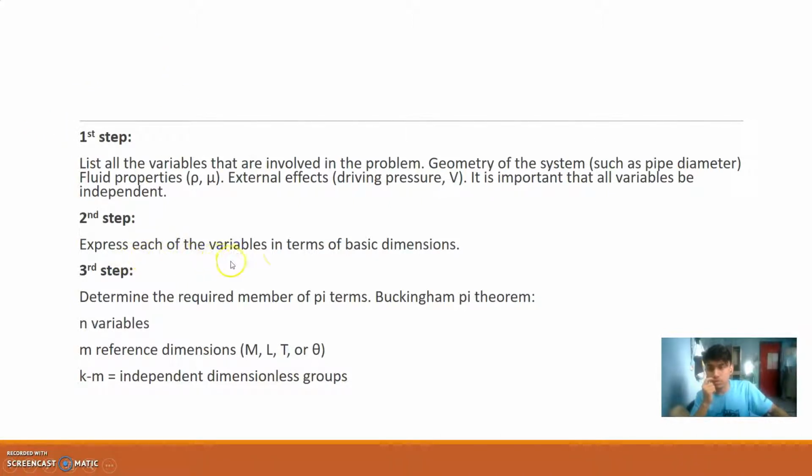And then we express the variables in terms of basic dimensions. It means we expand the variables. When we expand the variables, it is easier for us to compare with the dimension of the dependent variable. And the third step, we determine the number of pi terms, by the Buckingham Pi theorem: how many variables, and what are the reference dimensions. The reference dimension is dependent on the dependent variable, which is y, and k minus m is the number of independent dimensionless groups.